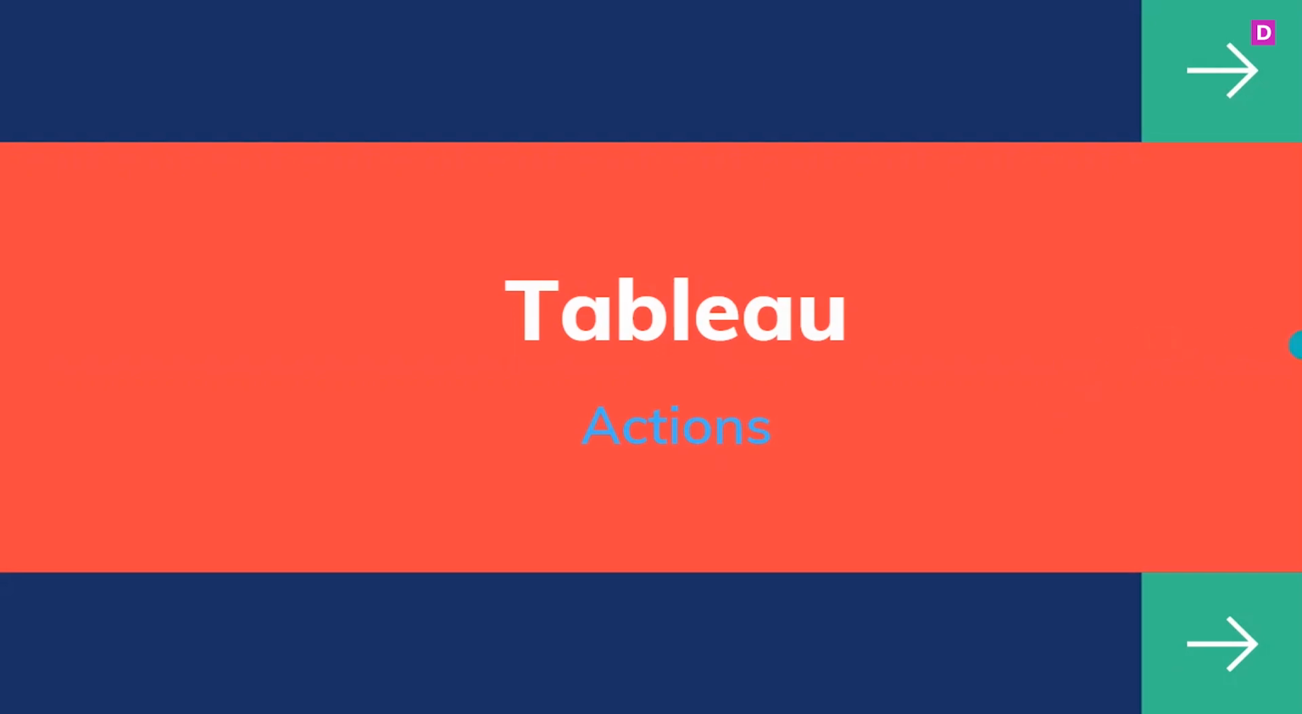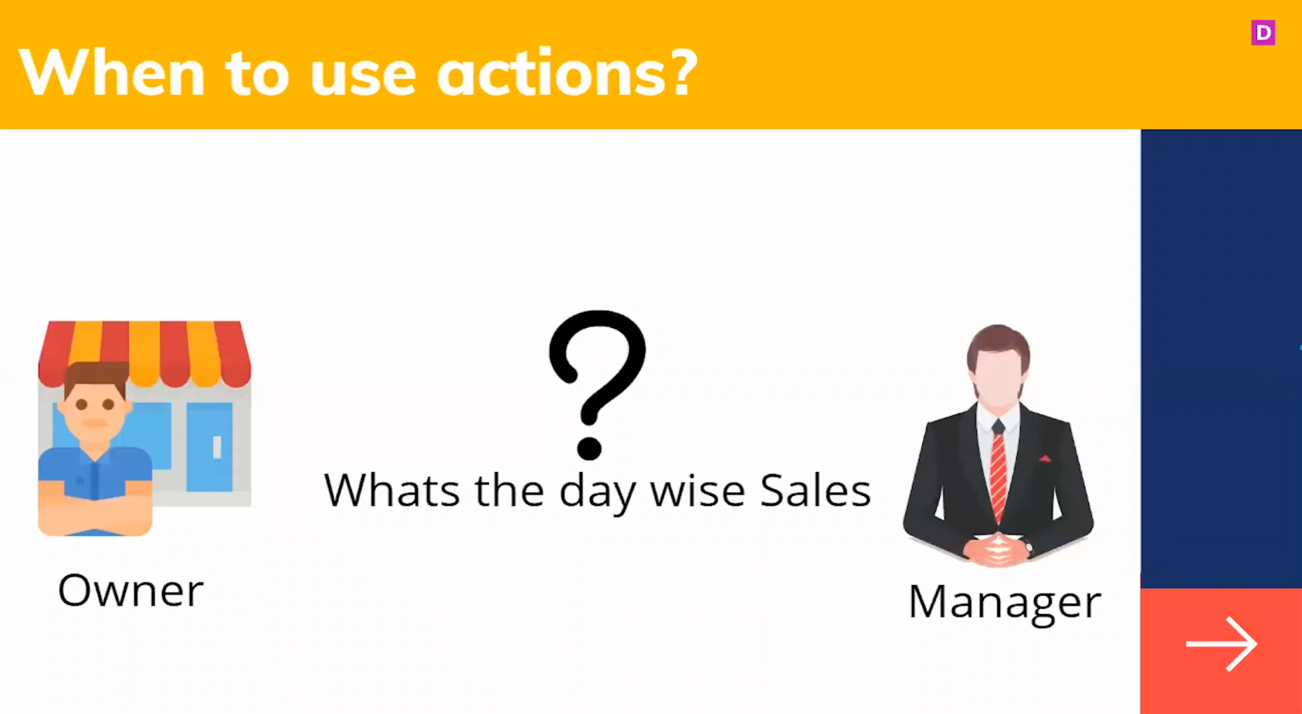First, let us try to understand why we use actions, or when to use actions. The scenario is the same example that we have seen in our previous session. The owner suddenly understands that the sales of his product are completely diminishing, and he wanted to analyze why this sales diminishment is there. Because of that, he calls up his manager and wants to find out the day-wise sales. So now the manager has got his own visualization and has come to the owner to show it.